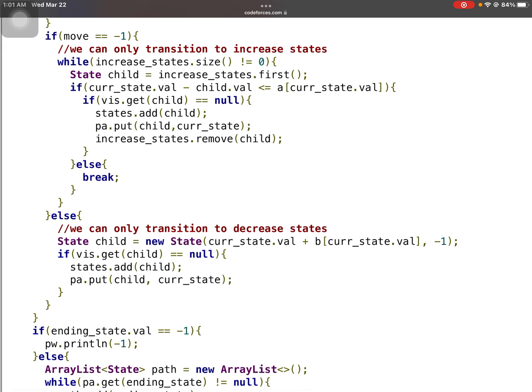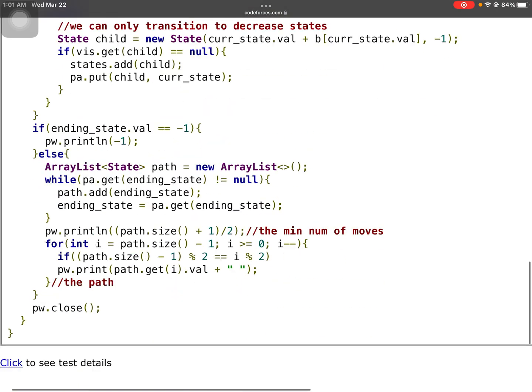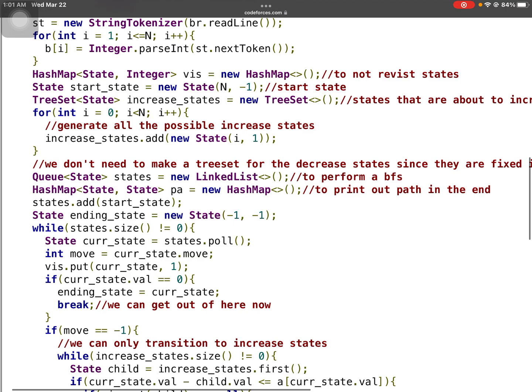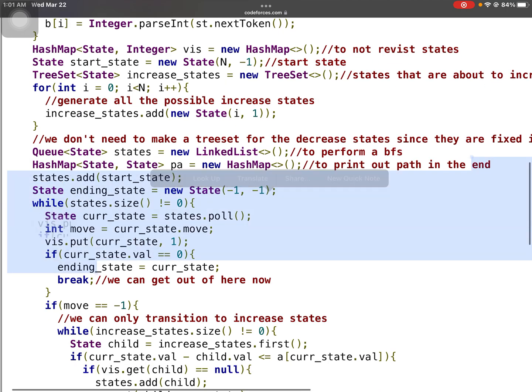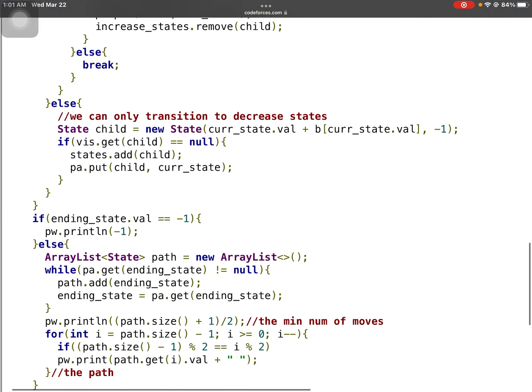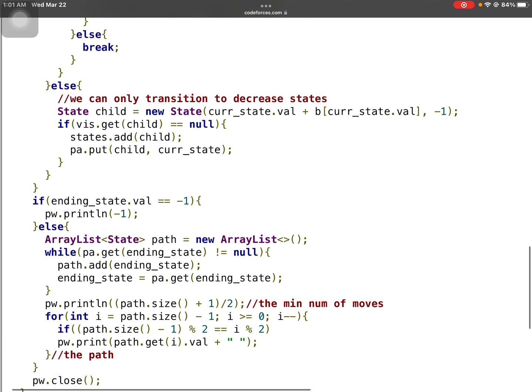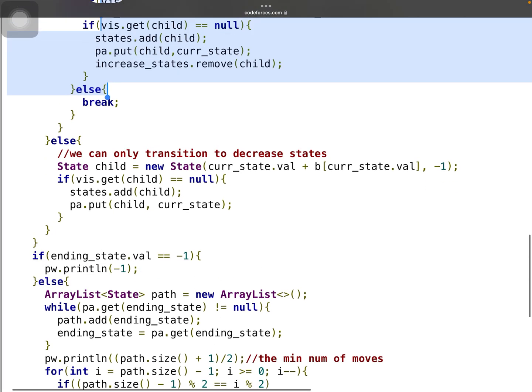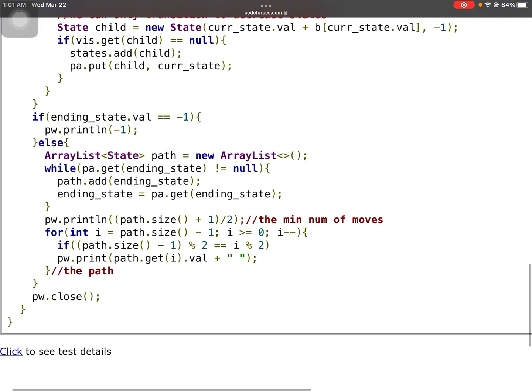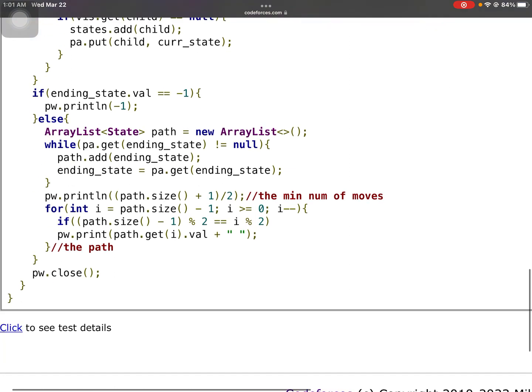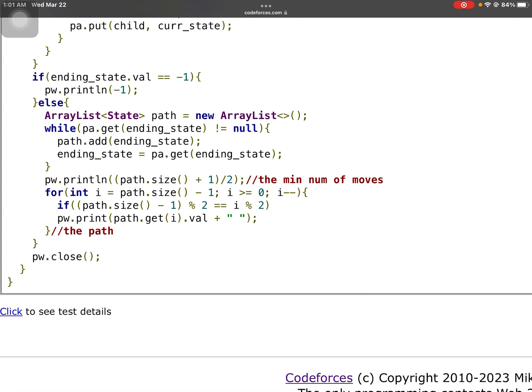track of the parent. So this is the child, and keep track of its parent state. And then if the ending state value is -1, this basically means that we never got to this ending state. If it's -1, print out -1. If it's not, just print out the path. If you have not done BFS, I recommend you do some introductory BFS problems. But this is just a common way to get the path. You just keep track of the parent, and then you go backwards, and then you just reverse it. It's pretty self-explanatory if you've done it before.